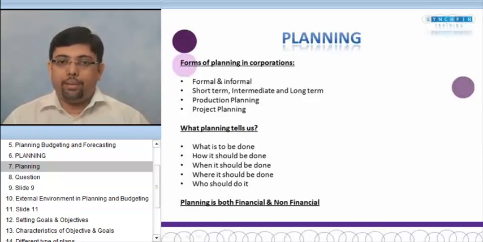What is actually planning? The most important question is, planning tells us what is to be done. What is to be done means what are the things necessary to do so that we can reach our destination or achieve the underlying objective. How it should be done: the process involved, the milestones involved, or the flow of things which have to be followed.